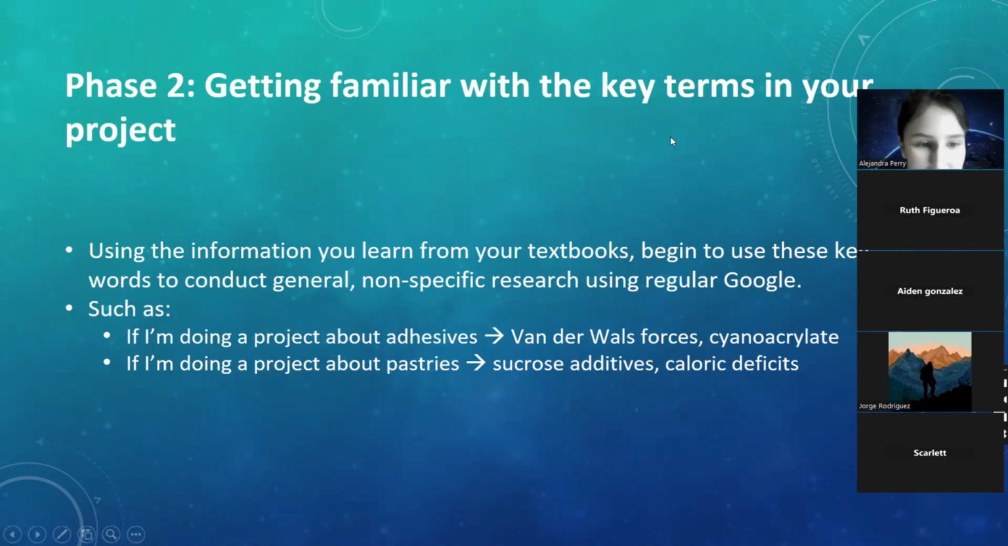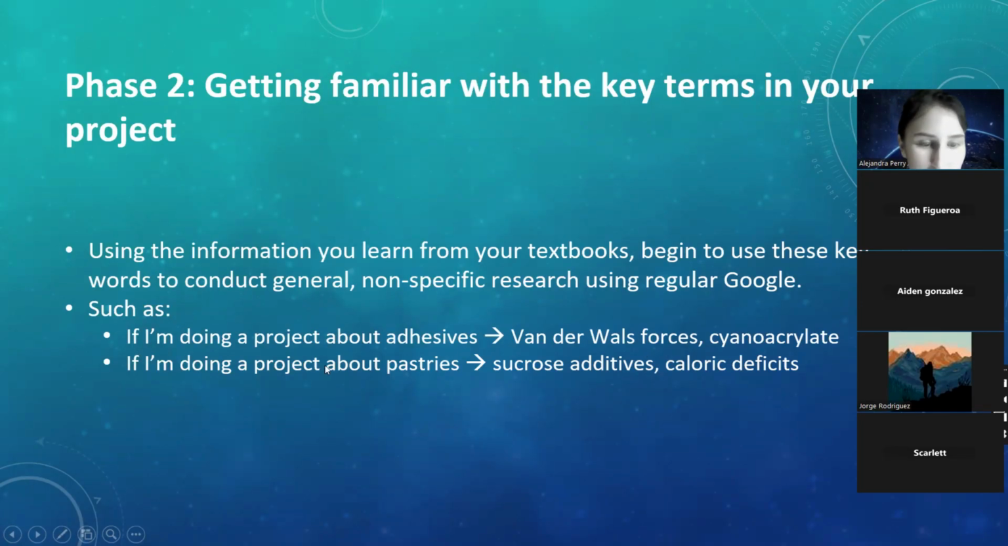So based on what I read, I would start looking for specific terms that are very specific to what I'm interested in. Like for example, let's say I'm doing a project about adhesives or different kinds of glue. So I'm probably going to read about the van der Waals forces, or I'm going to learn about covalent bonding, or maybe I encounter a specific chemical that would be really interesting to investigate called cyanoacrylate. So now I'm just going to do general Google searches about these and see what I find.